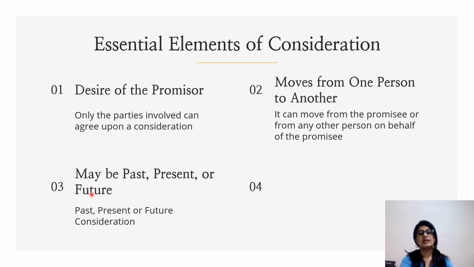Number 3, it may be past, present, or future. We already saw what that means. If it has been something that has already been done, say you find and return my wallet to me because I lost it and I didn't realize. And I tell you, okay, because you have done that, I will give you this much money. You finding the wallet was a consideration, and my money right now is what I'm promising to give you, right? I'm saying I'm going to give you this much money because you found my wallet. That is past consideration.